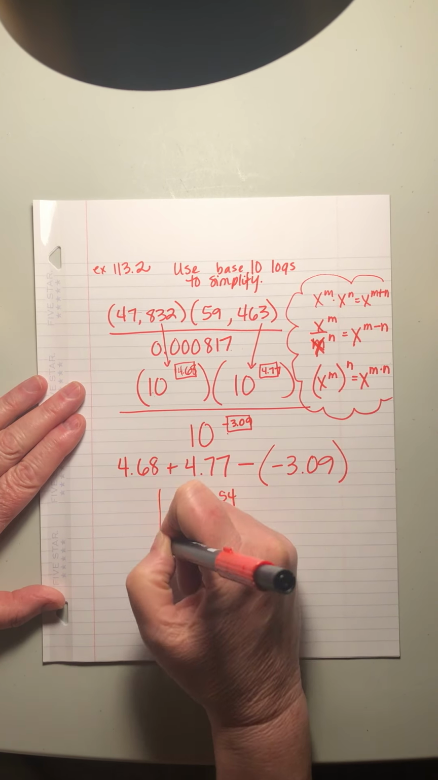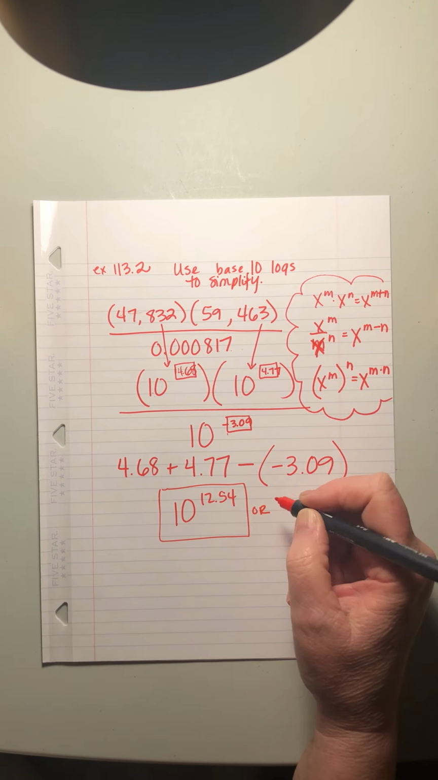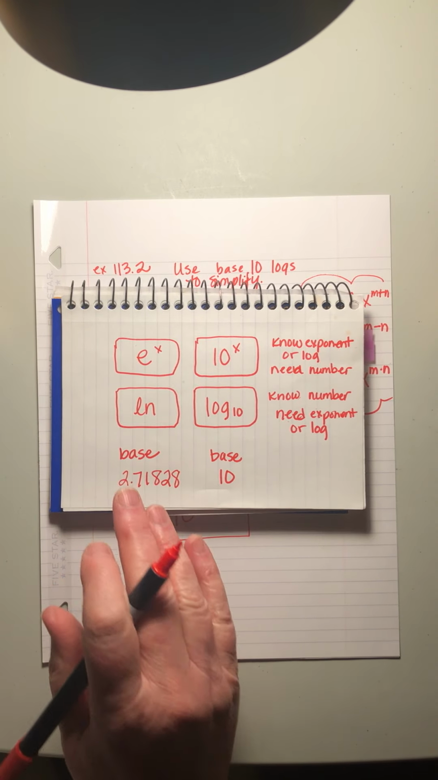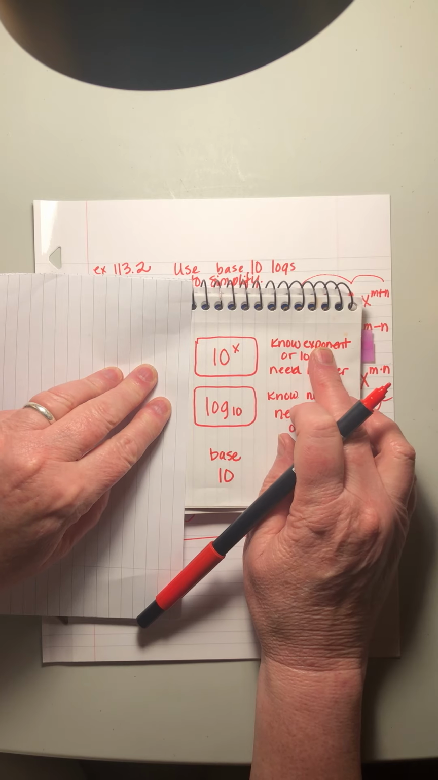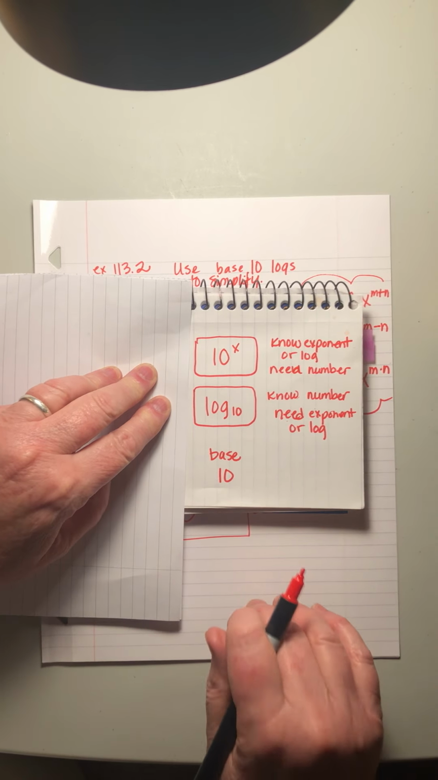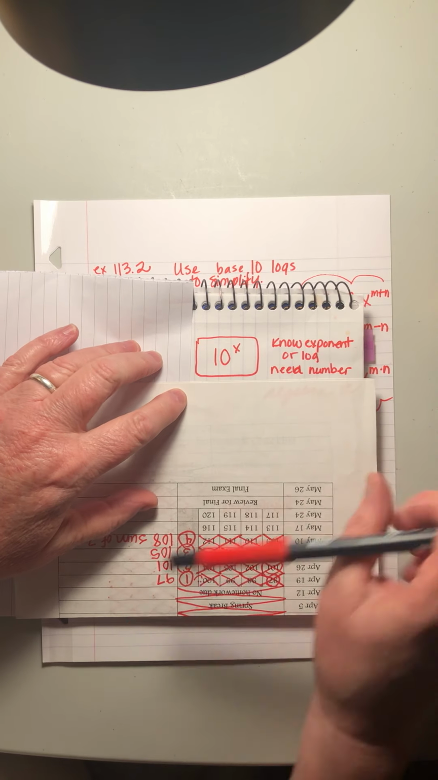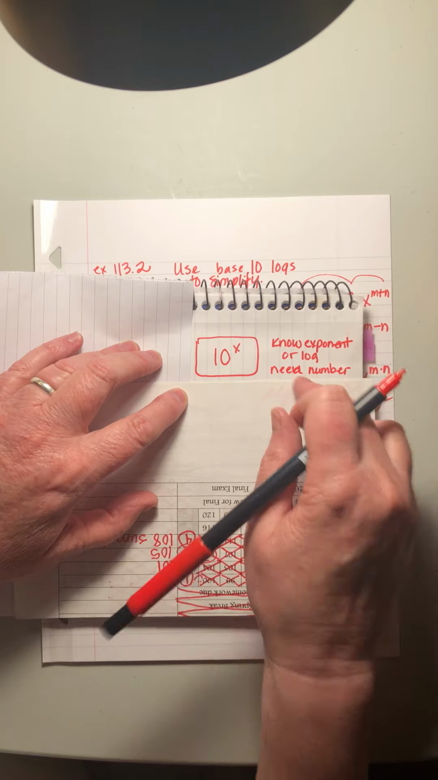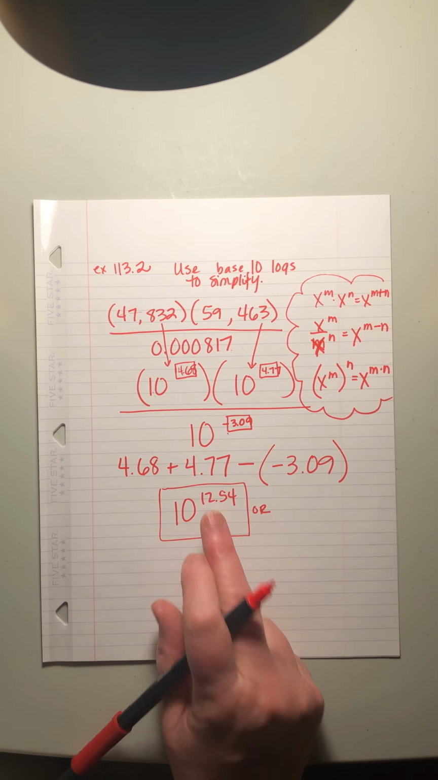Beautiful. That could be the answer, or we can take it back to our calculator. Again, we're still working in base 10 only, but now I know the exponent and I want to know what that number is when I multiply it out. So this time, I want to use that button. I know the exponent that I'm putting on 10. I want to know what the number is when you multiply it out. So I enter 12.54.